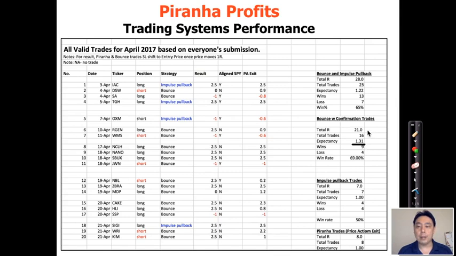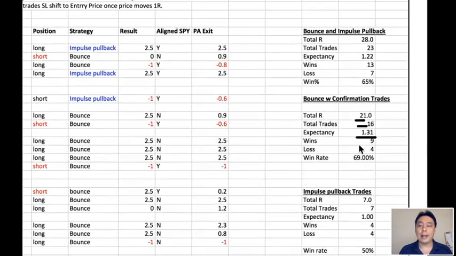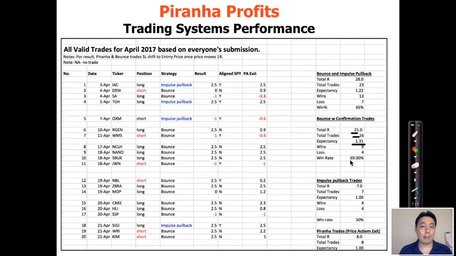So what does this mean? So if you take 21R, 21 divided by 16, that's 1.31, which means on average, when you have a win, you win 2.5R. When you lose, you lose 1R. But on average, each trade you place will make you 1.31R. Right? For example, in this month, you can see there were 9 winning trades, 4 losing trades, 69% win rate.